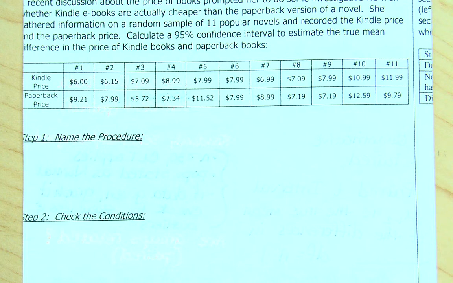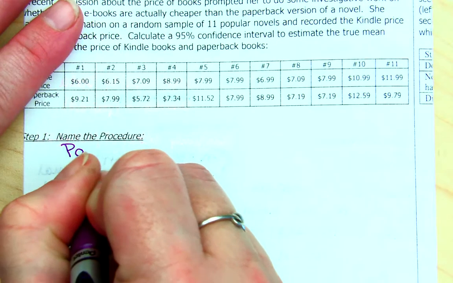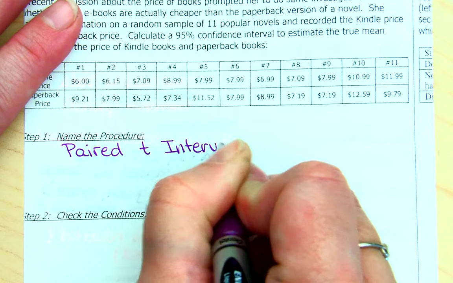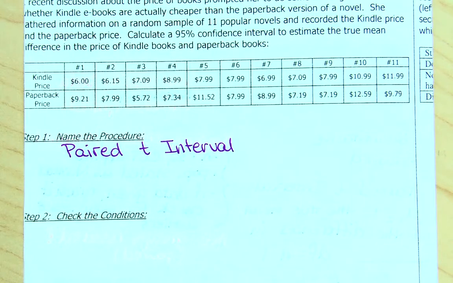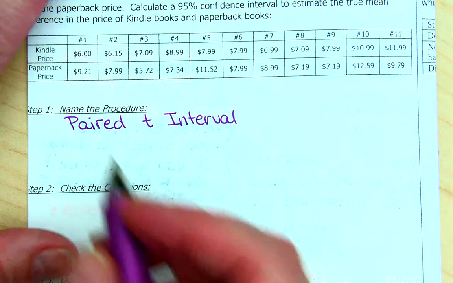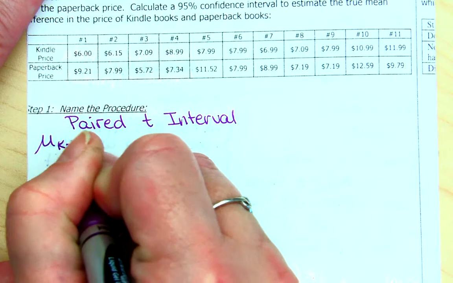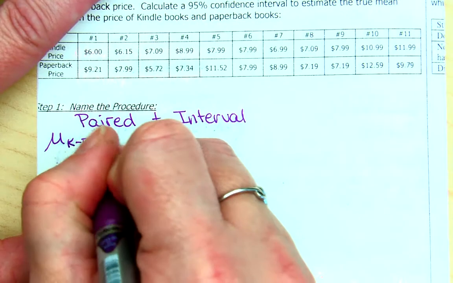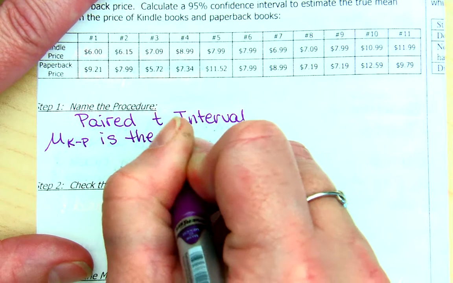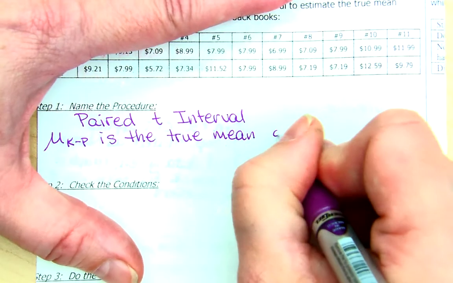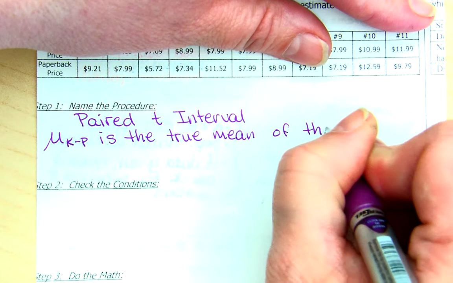So when we write out our procedure, we're going to be doing a paired t-interval. And we need to define our order of subtraction so that we can carry that throughout the problem. So I'm just going to say mu k minus p for Kindle minus paperback. So I'm just going to do it in that order. So this is the true mean of the differences in price.